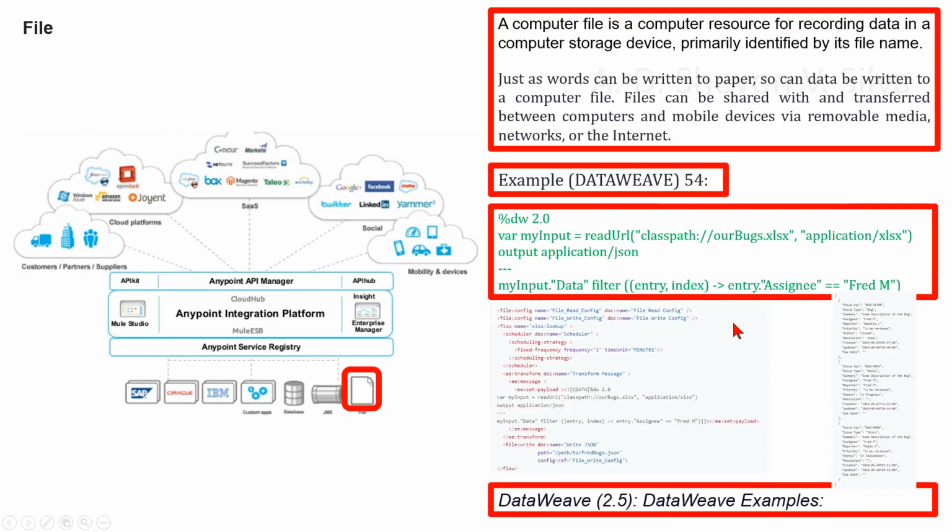Here you can see a lookup data in an XLSX file in DataWeave examples. This DataWeave example uses a filter function to return only the rows of an XLSX input file that contains a specified value.